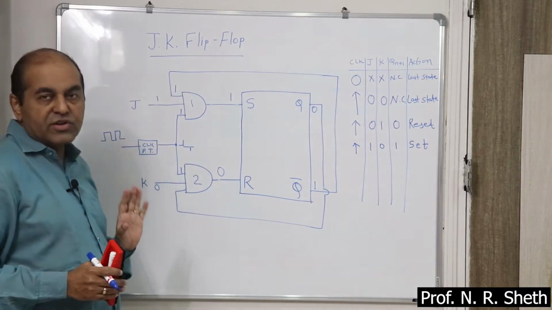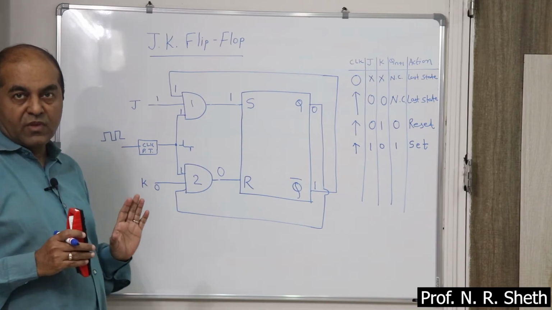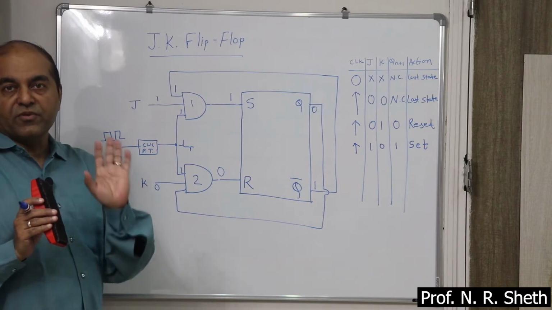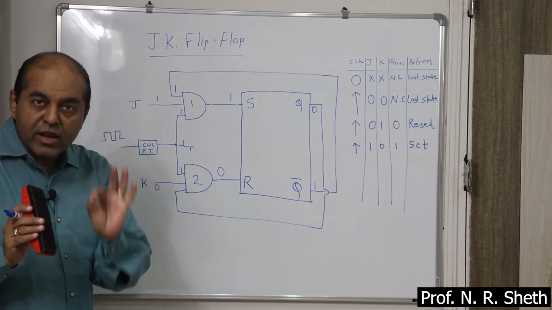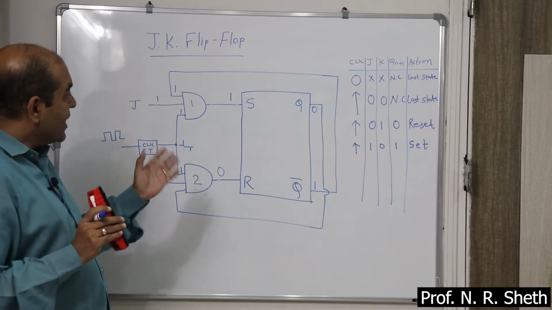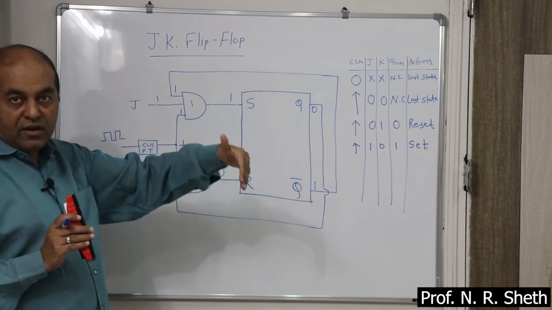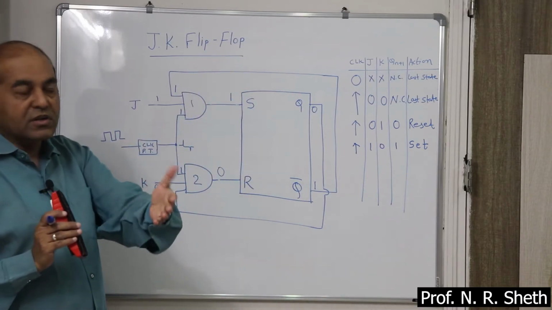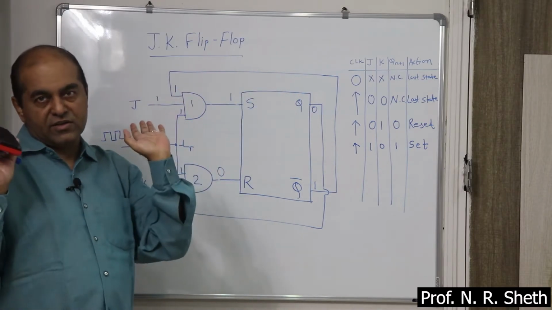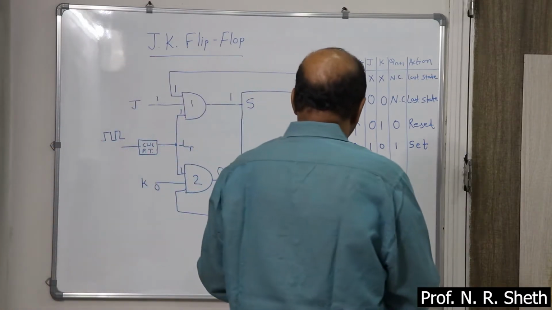When a positive edge triggered clock pulse arrives, J is 1, K is 0. There is no possibility to reset the flip-flop. The only possibility is to set the flip-flop. So, when in the previous stage Q is 0 or Q is 1, in the next pulse Q becomes 1 and the flip-flop is set. Clear? Okay.